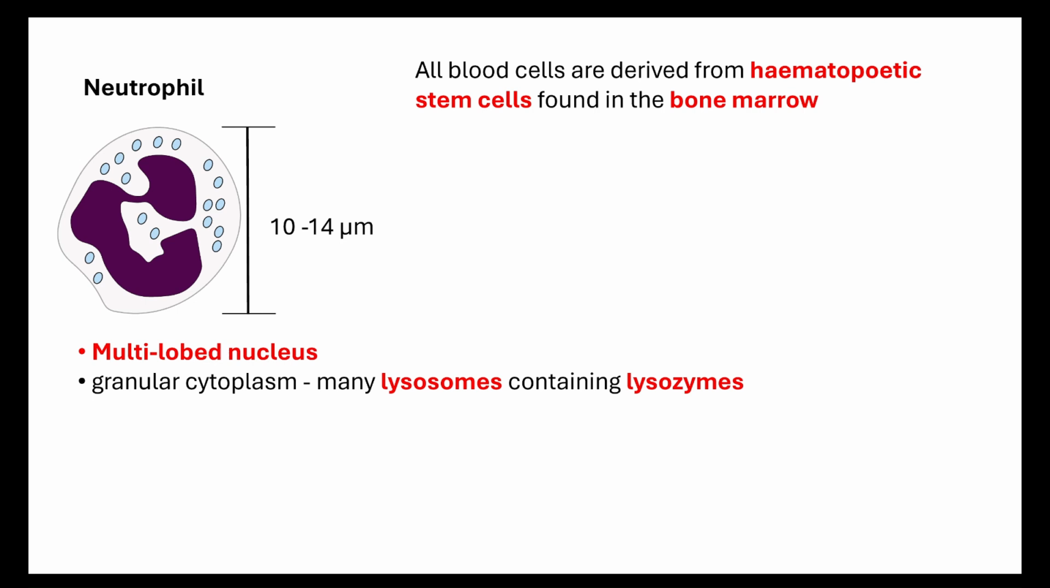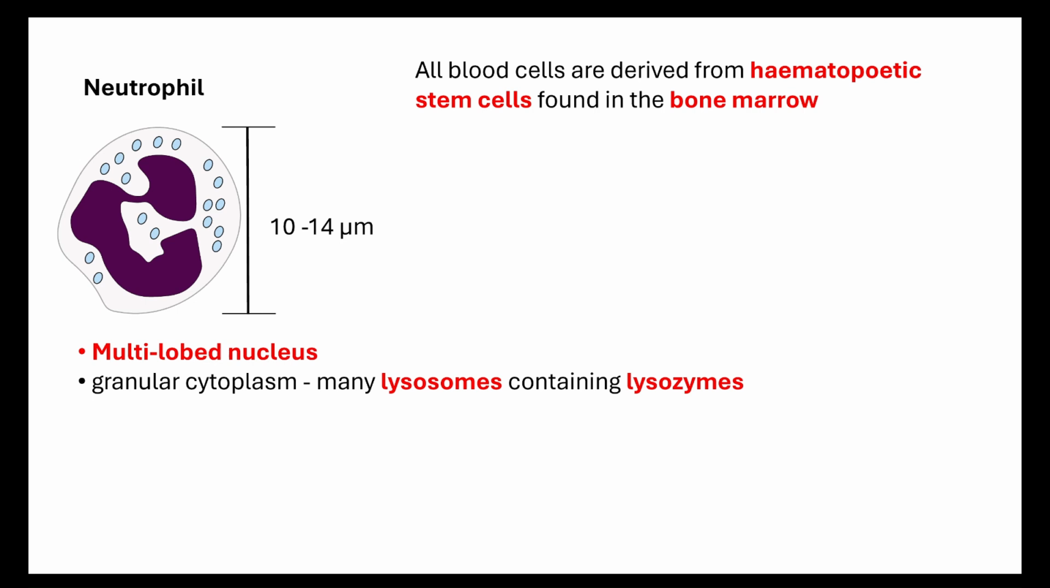Now the hematopoietic stem cells are found in the bone marrow. And when they go through mitotic division, they will then need to differentiate. And what we need to understand now is we're looking at this differentiation into a specific type of phagocyte. Now, the one that you need to know is called a neutrophil, and we can identify a neutrophil based on the fact that it's got this multi-lobed nucleus.